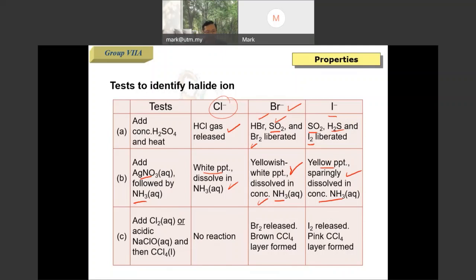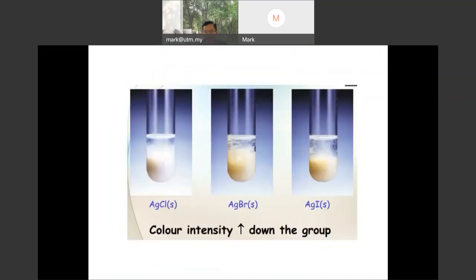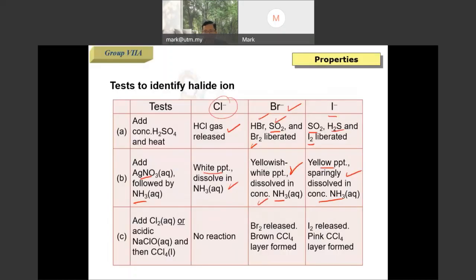I think I have a picture over here. So these are the silver chloride precipitate, silver bromide, and silver iodide. You can see the color for the bromide is slightly yellowish, and the iodide as well, but it's not much difference. The intensity actually increases for the silver iodide as compared to the silver bromide, but it's very difficult to identify just by looking at it.